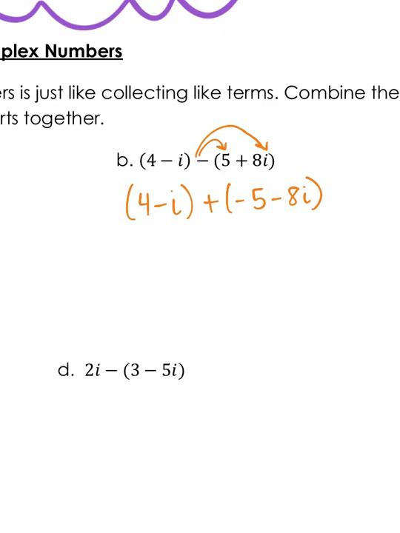And now I am going to combine my like terms again. I've got my real numbers, it's 4 and -5. 4 plus -5 gives me -1. Then my imaginary numbers, I've got -i plus -8i gives me -9i.